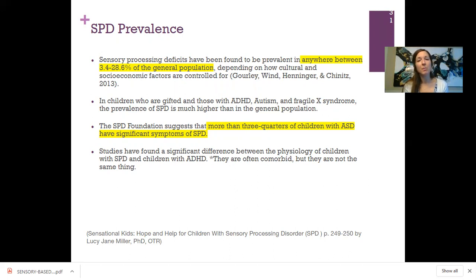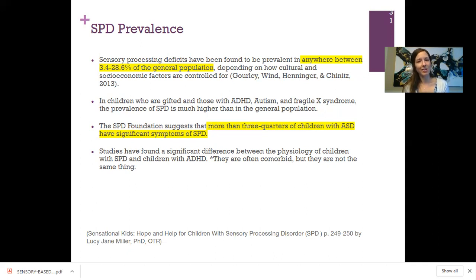It does seem to be higher with kids who are gifted, kids with ADHD, autism, and Fragile X syndrome, compared to the general population. It is important to note that, as we know, there's a lot of comorbidity between ADHD, autism, and sensory processing disorder, but sensory processing disorder does not necessarily encapsulate them. There are a lot of children who have sensory processing disorder and don't have any of those other comorbidities. So that's important to know.